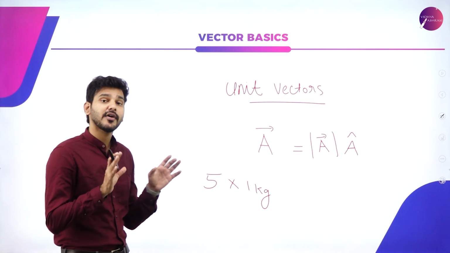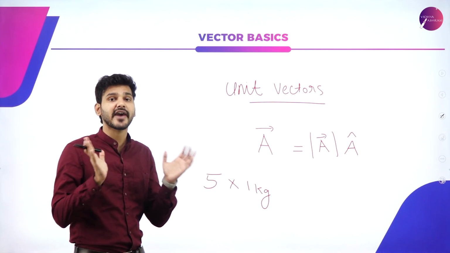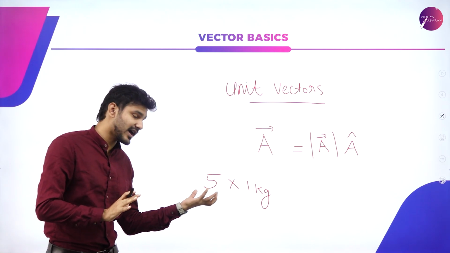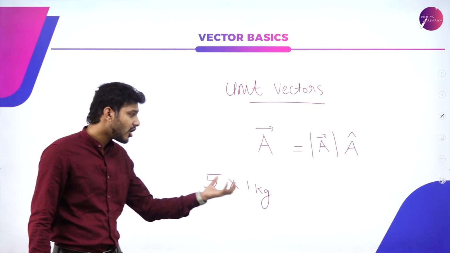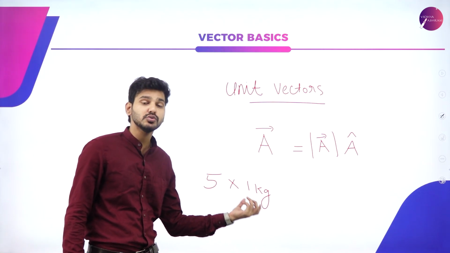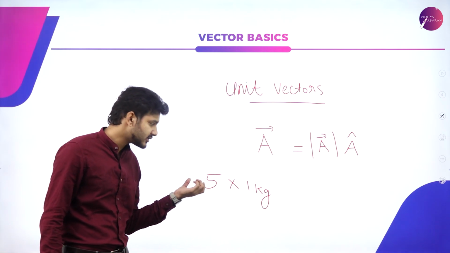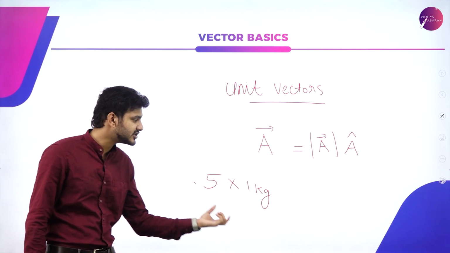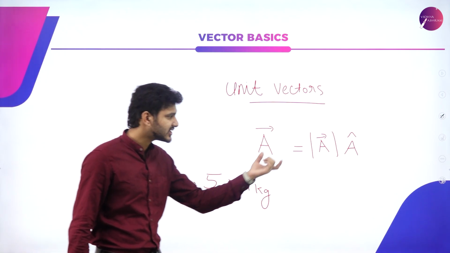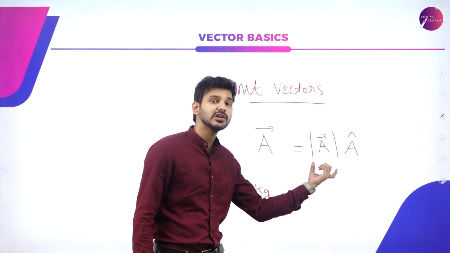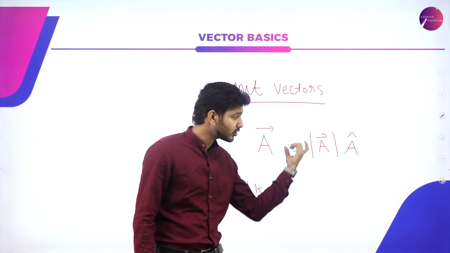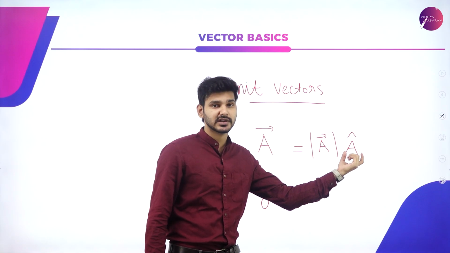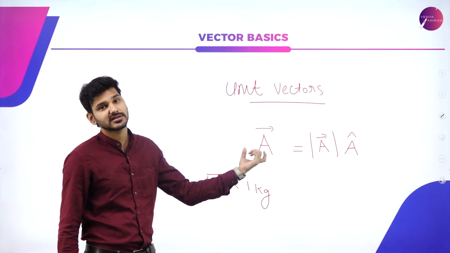If I have 5 kilograms of banana or 5 kilograms of apple, I am just saying 5 times the magnitude value, that is, the magnitude value is 5 of that particular base quantity, the unit quantity I am taking. It is 5 into 1 kilogram. Just like that, here it is the magnitude, here it is the unit. Just like that, the magnitude of vector A, modulus of vector A, into the unit vector will give you vector A.